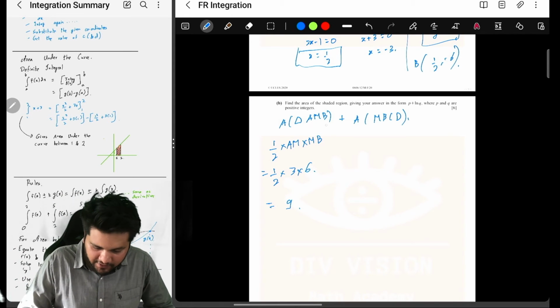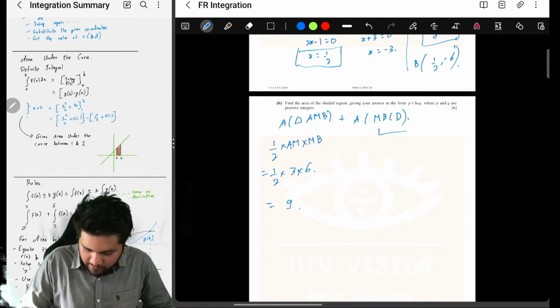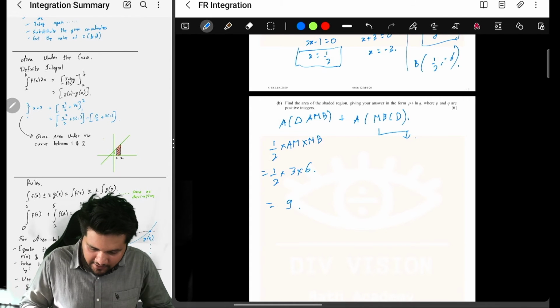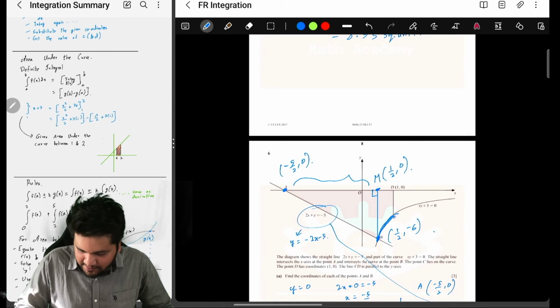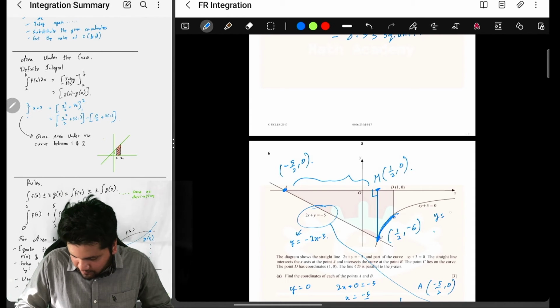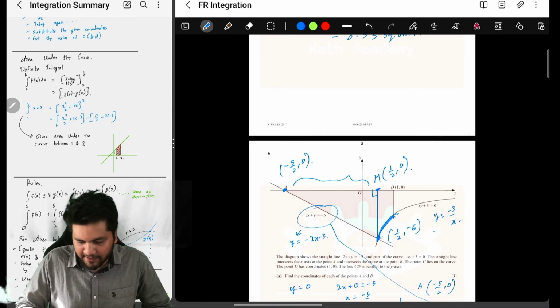Okay. So area of triangle AMB is going to be 9. Now what about this MBCD? So see, we are finding area under the curve, this BC. So obviously we want BC. BC is nothing but y, which is nothing but, I'll just make y the subject, minus 3 by x.